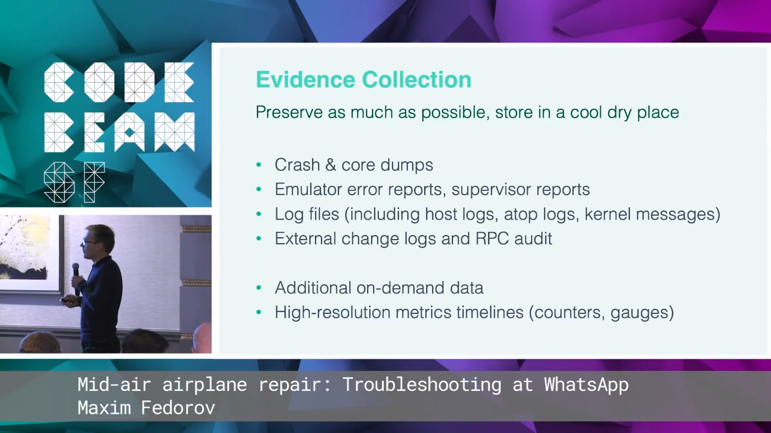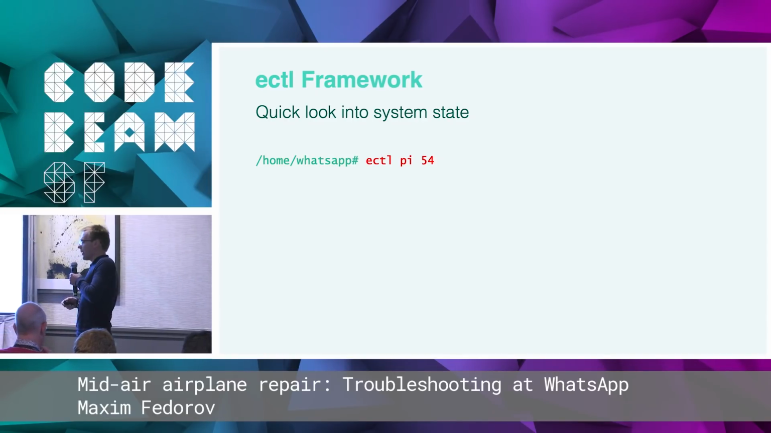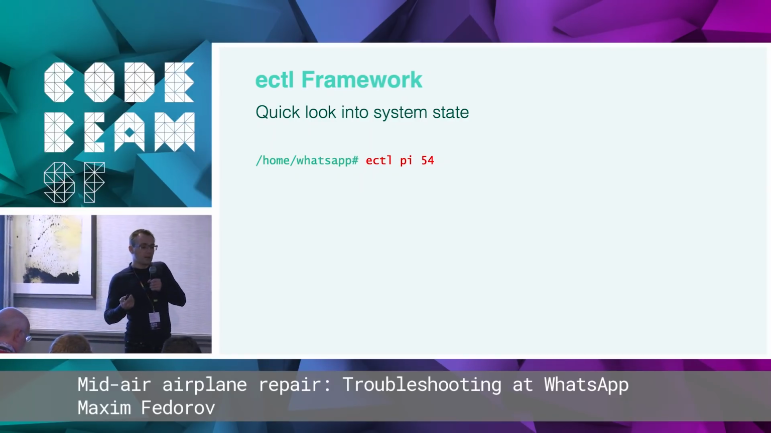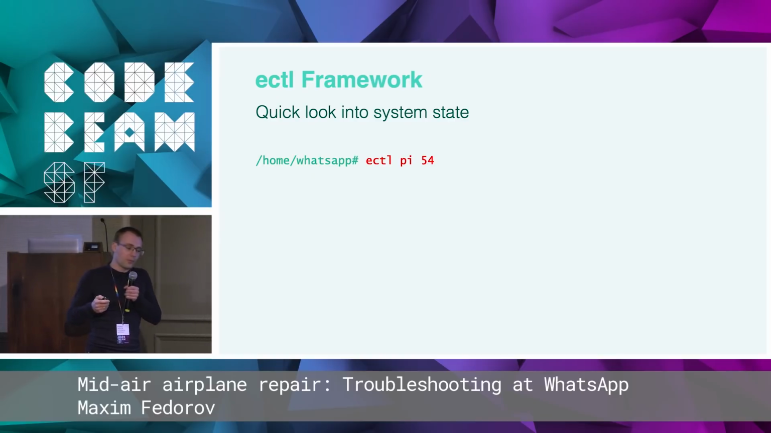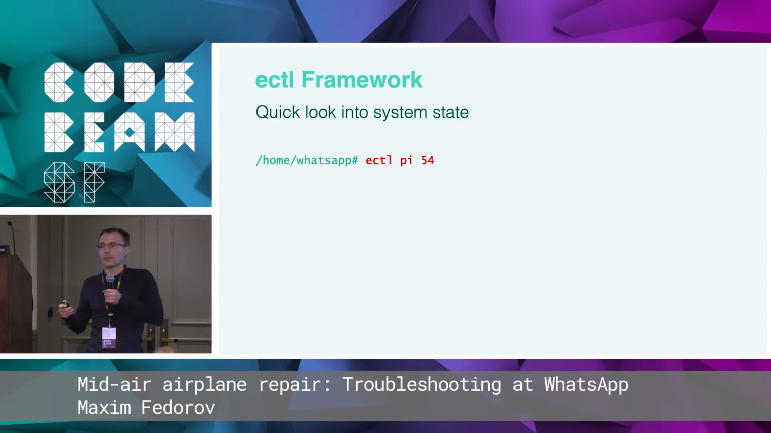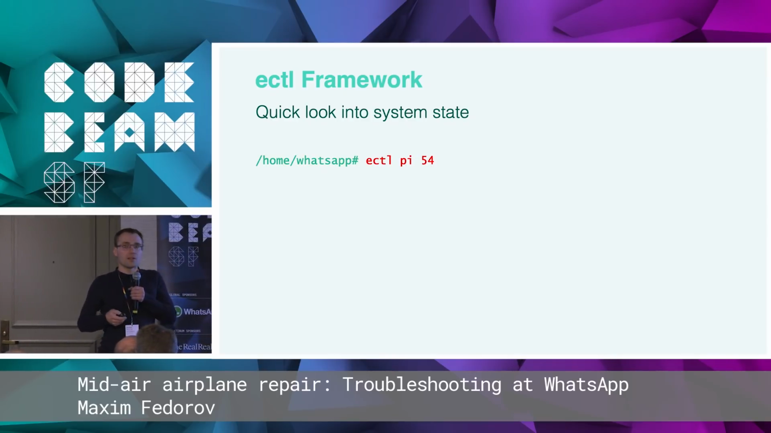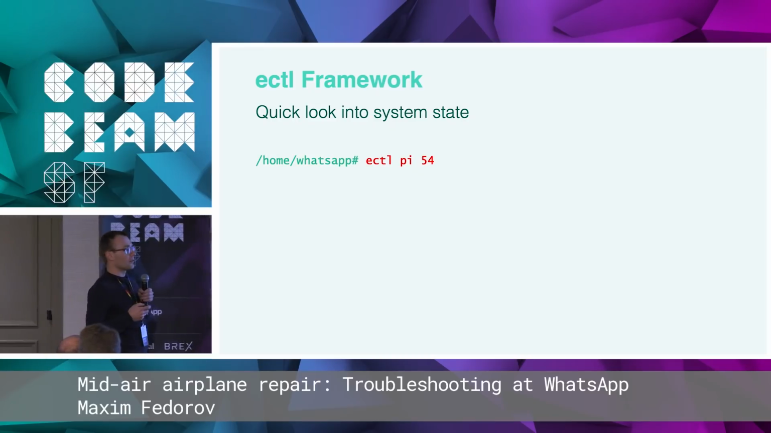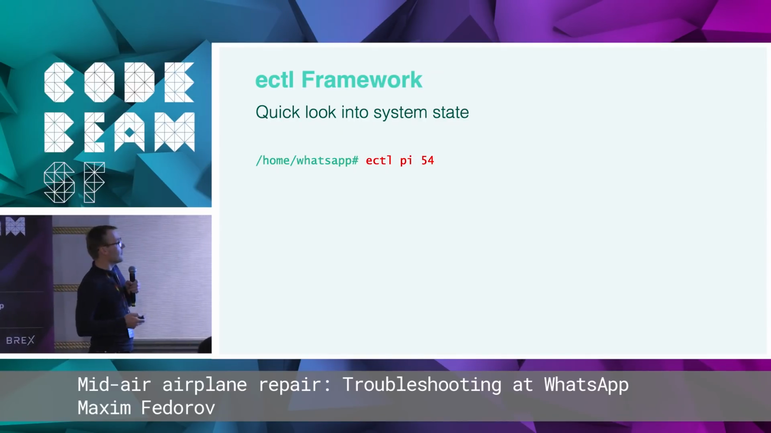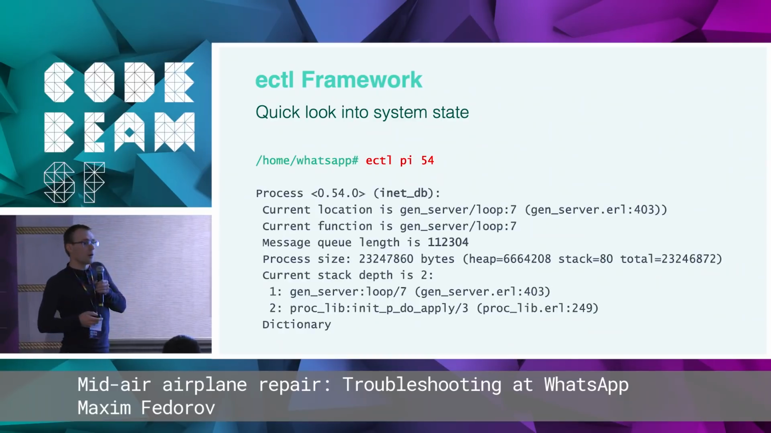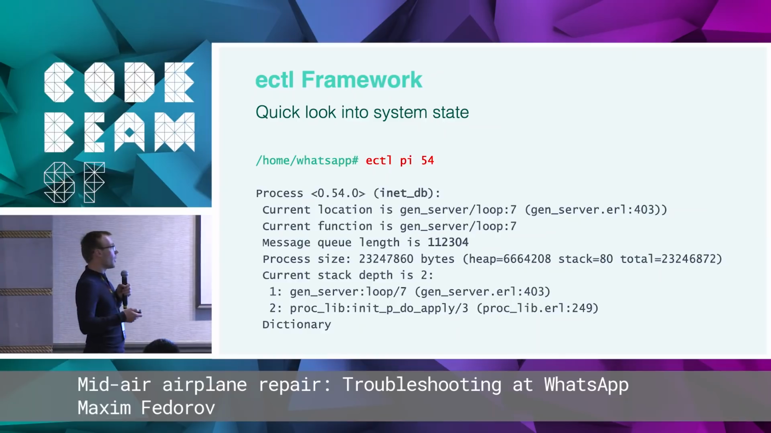Or we may want to have some additional data that we just get on demand. And for that, we have a framework that lets us take a quick, really quick, and sometimes really informative glance into what's happening within the Beam or our application. We have a framework that is called internally, but I guess that name will get wider somehow and get to a broader audience, the eCTL framework, like eControl. It is inspired by ejabberd's ejabberdctl, and the roots come from there, but we have extended this to handle a lot of different scenarios.